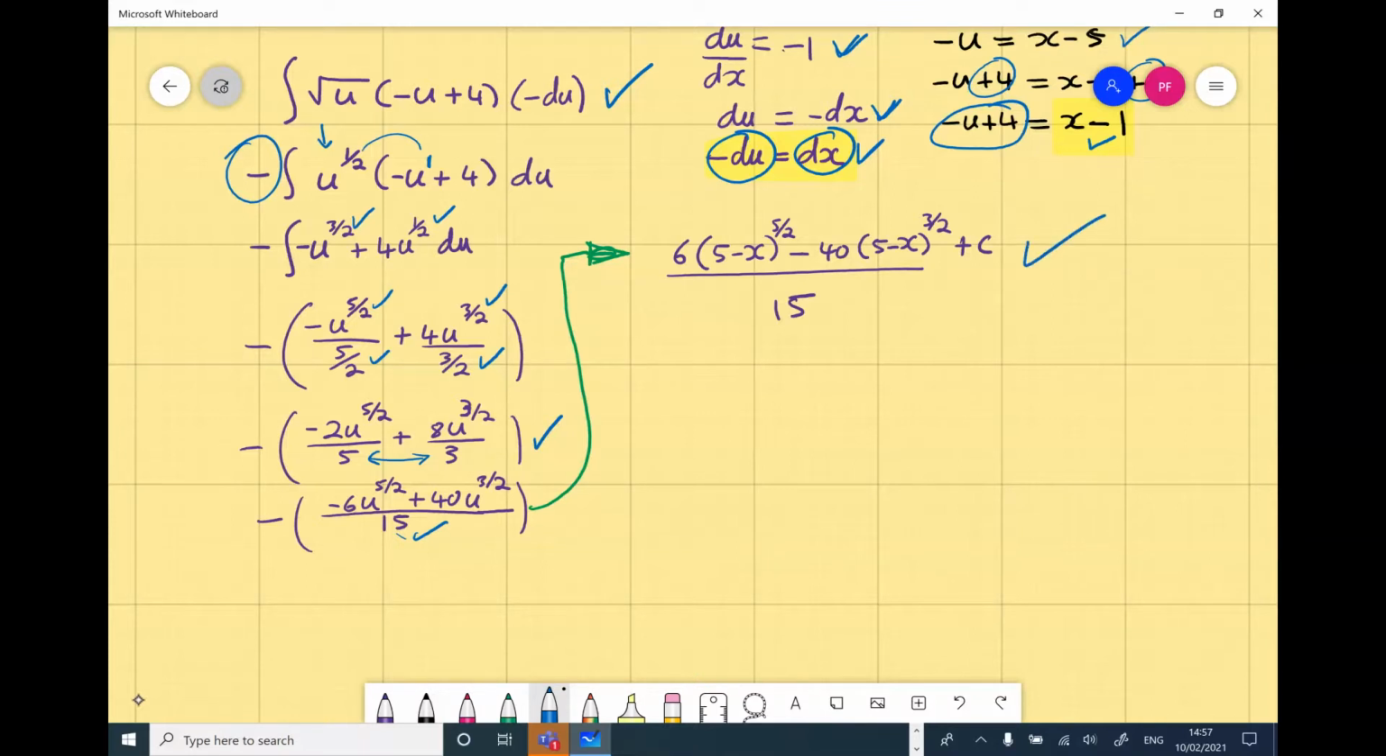Now, don't forget your plus c at the very, very end. Double check everything just to make sure I didn't make any silly sign errors.